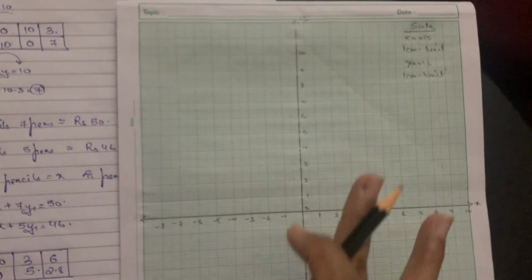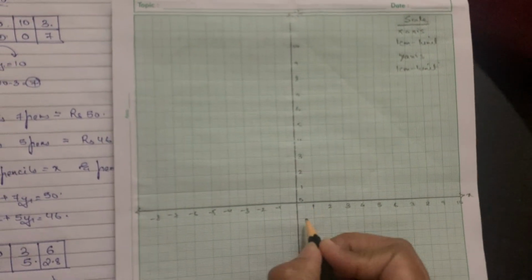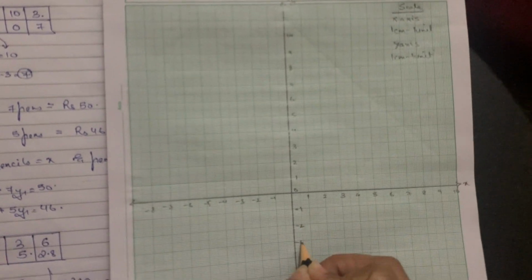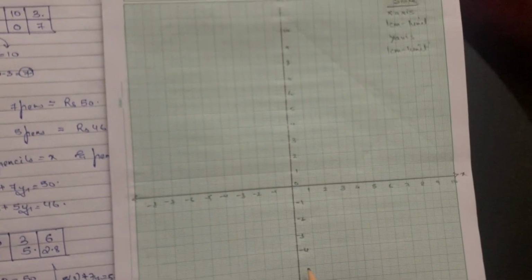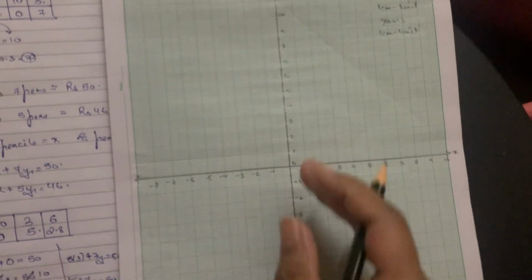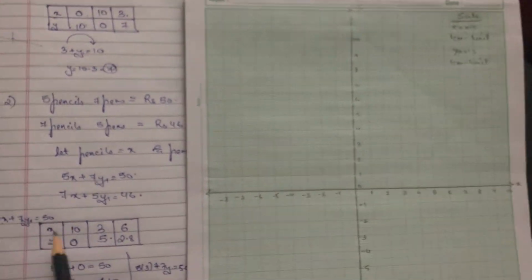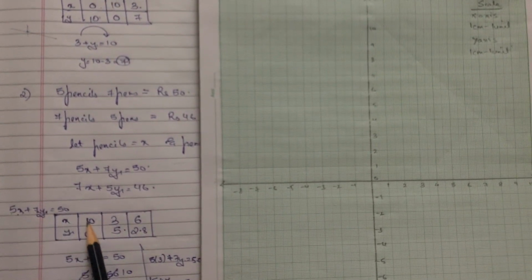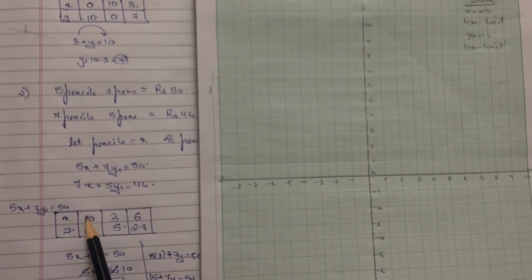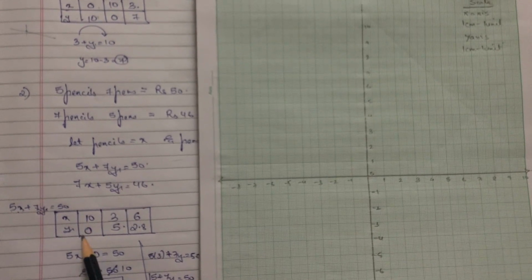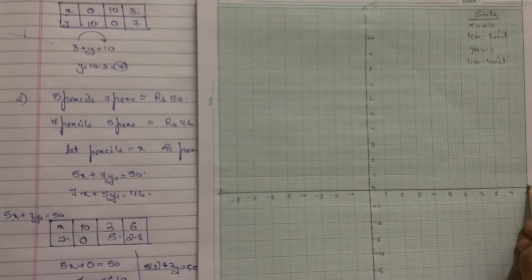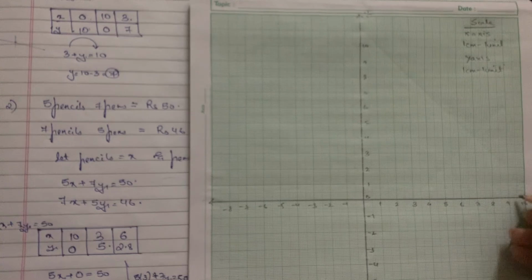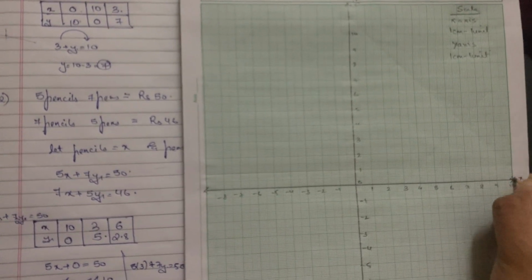I'm starting to mark. I have drawn my graph. I marked everything in here, and then I am going to take my points and start to plot them. The first one says that when x is 10, y is 0. That means x-axis 10 and y-axis is 0. I'm not going to go up anymore. That is one point that I have in here.